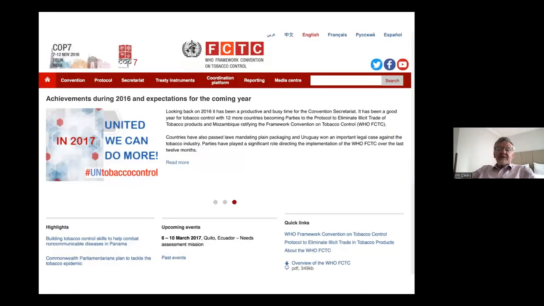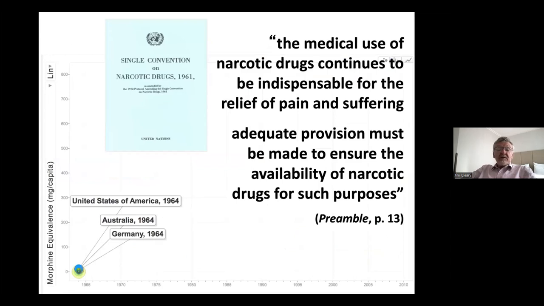Many people say that the tobacco convention is the first UN declaration on healthcare. I would put it to you that it's the Single Convention for opioids that is the most significant going forward. And what the language says is that the need for narcotic drugs continues to be indispensable for relief of pain and suffering, and adequate provision must be made to ensure access to these for medical purposes. This is the Single Convention on Narcotic Drugs. What you'll see in some of these graphs going forward is the consumption for different countries. This is morphine per person over time, starting back in the 60s.